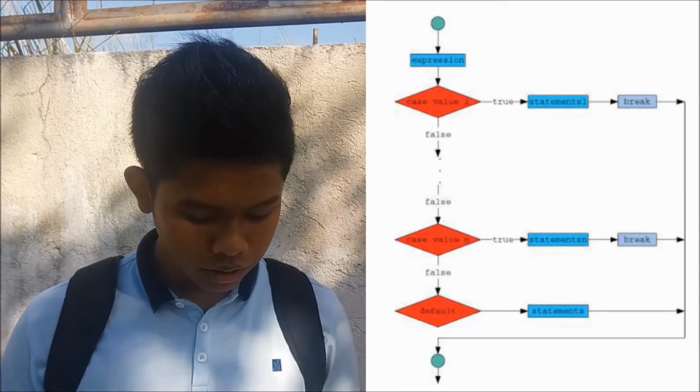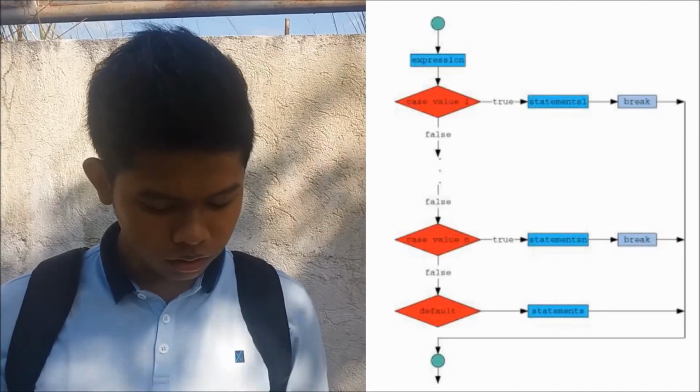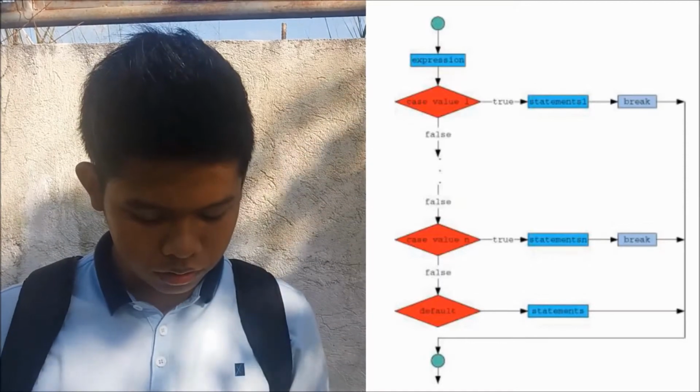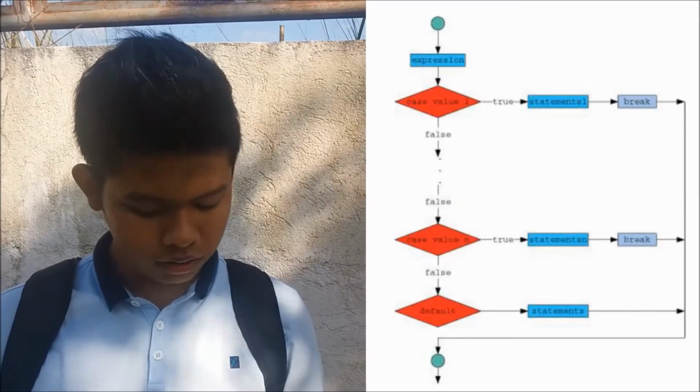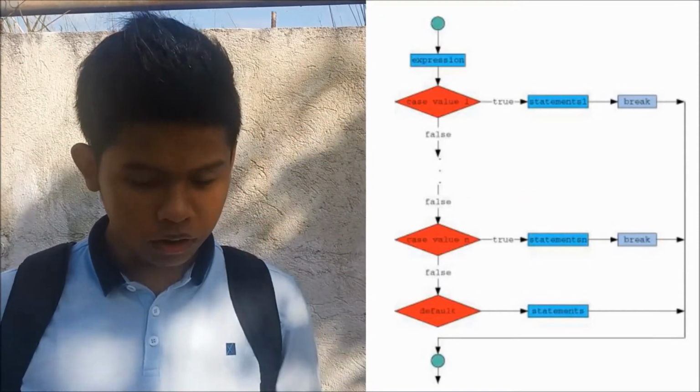If the case value 1 is false, it will go to the second decision, case value n, or any number of cases. If all the cases are false, it will go to the default and then display the default statement, and the program will end.